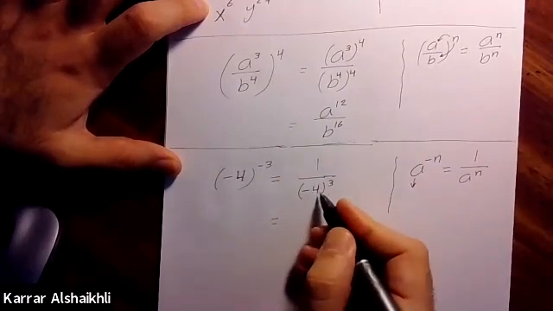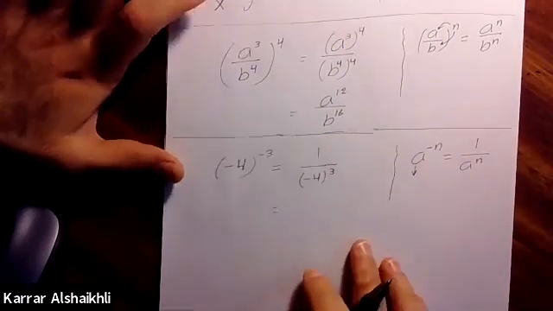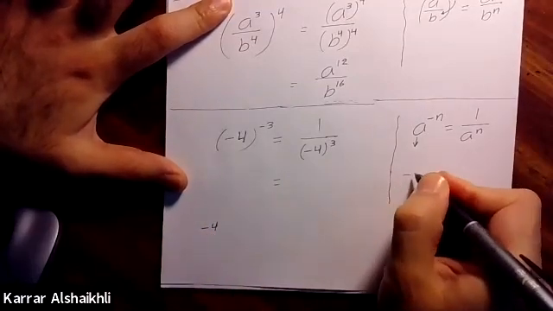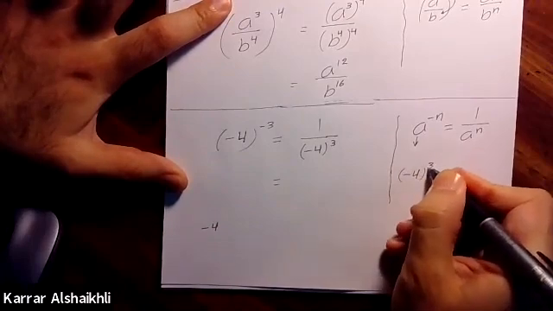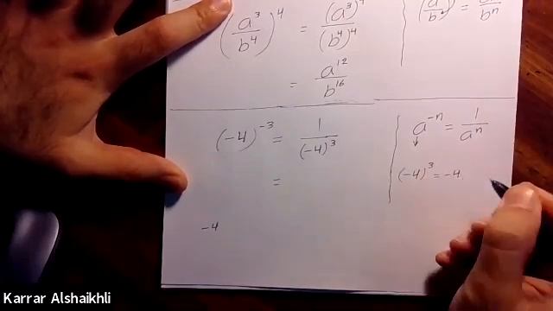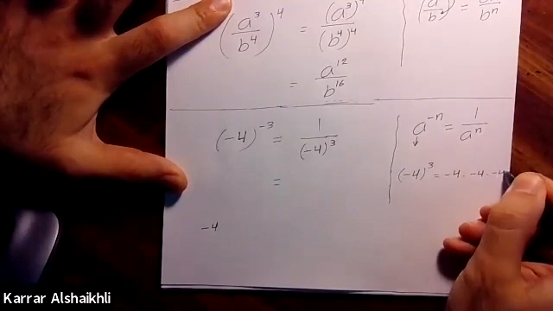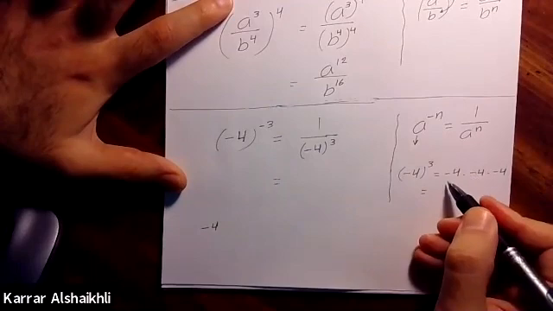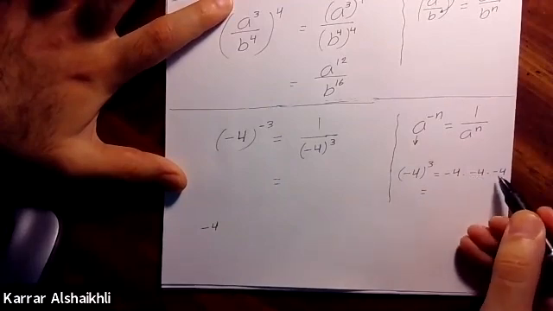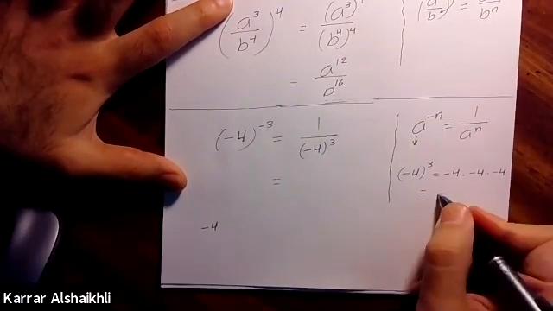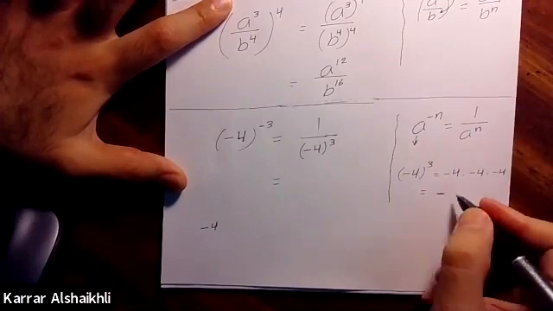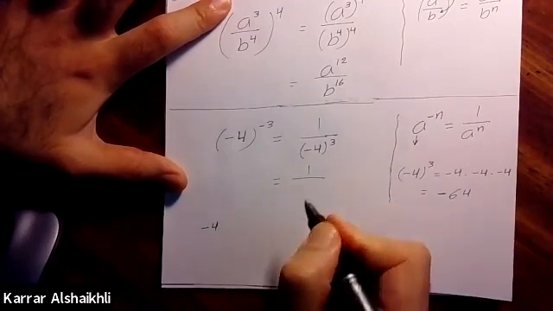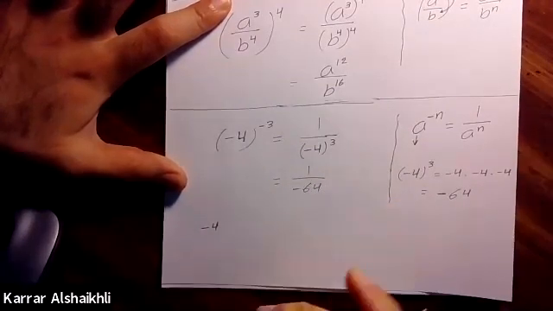Then I can simplify this one because -4 cubed means -4 times -4 times -4. So negative times negative times negative: negative times negative is going to be positive, positive times negative is going to be negative. 4 times 4 times 4 is going to be 64. So it's going to be 1 over -64.